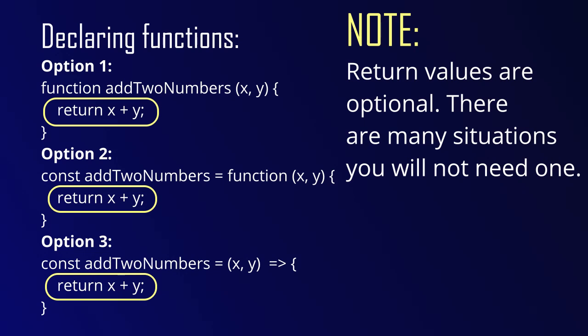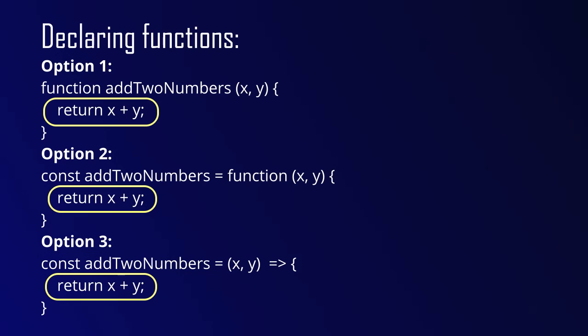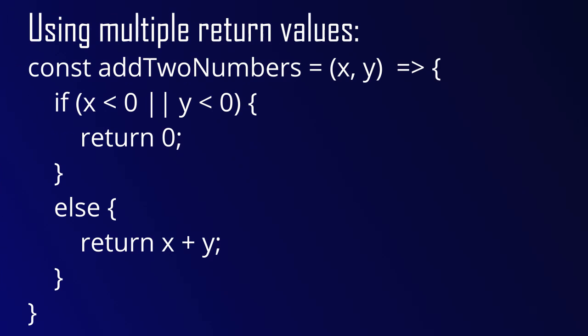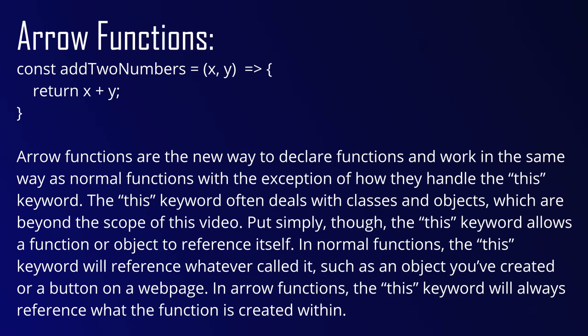There can only be one return value in a function. If there is more than one return value in a function, the function will end when the first return value is encountered. This can be useful for error checking in a function, but otherwise, there should typically only be one return value within a function. For example, if you wanted to ensure your function only added positive numbers, you would do something like what you see on the screen. It's also worth pointing out that this is an arrow function.